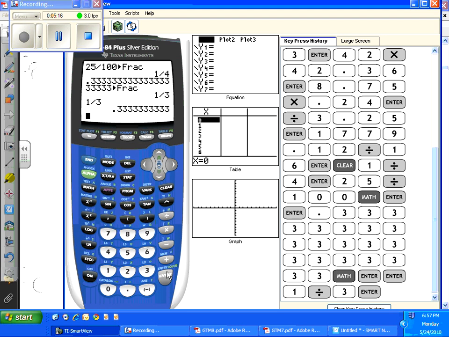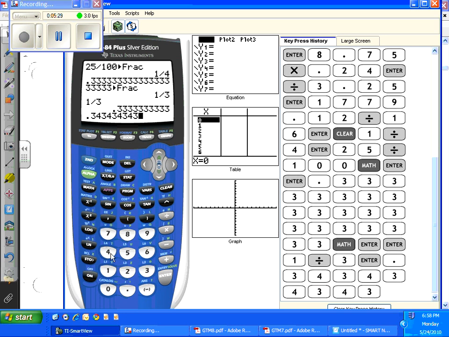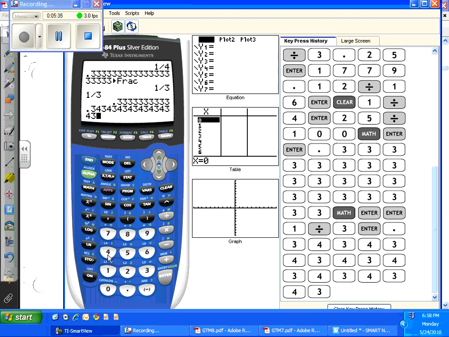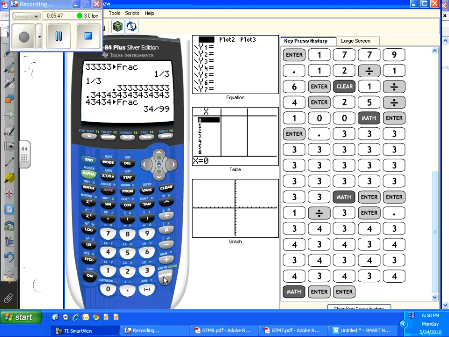But what about, let's just take something that has two repeating digits like 0.3434343434. Isn't this fun? What that turns into, if you change it to a fraction, if there's two repeats, you put the two repeats over 99, 34 99ths.